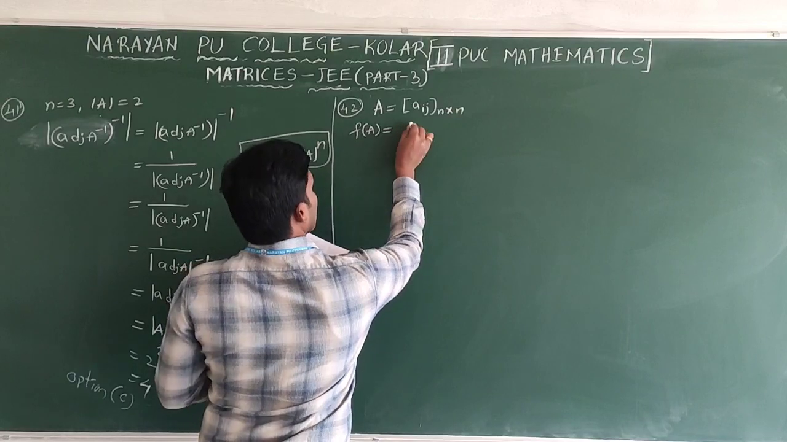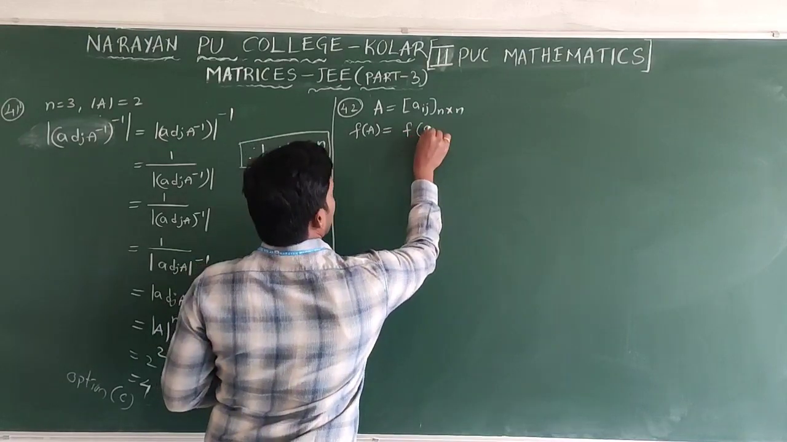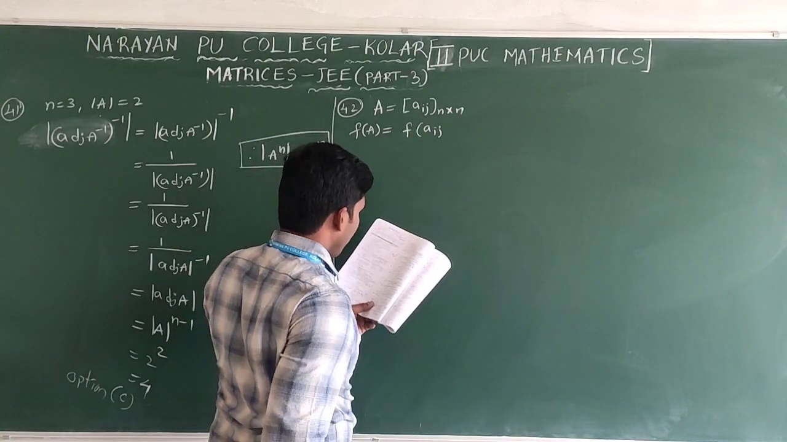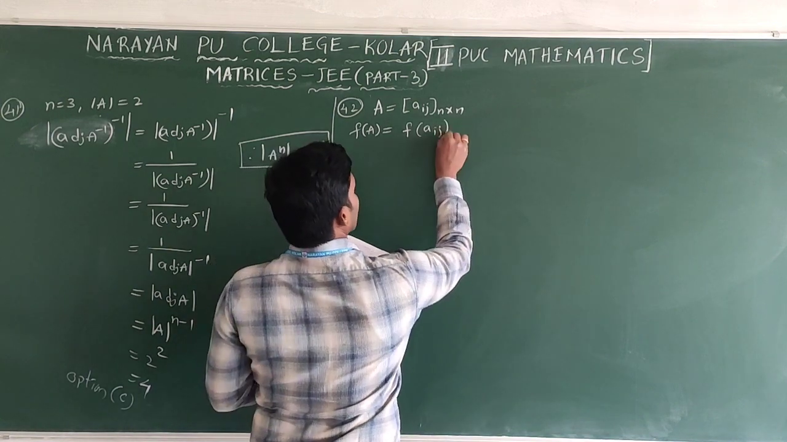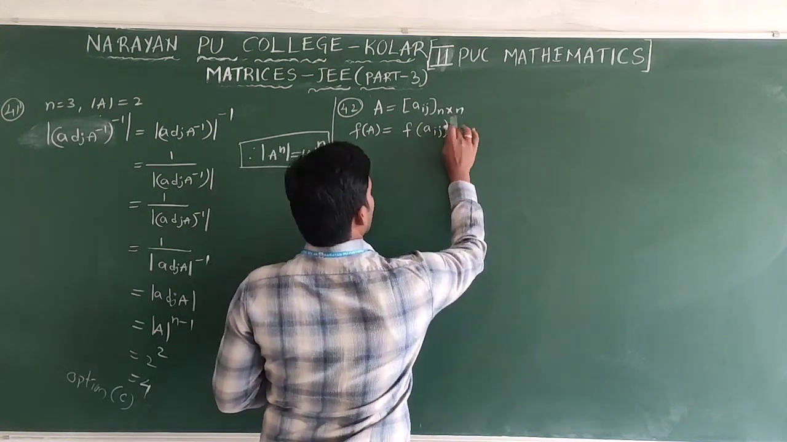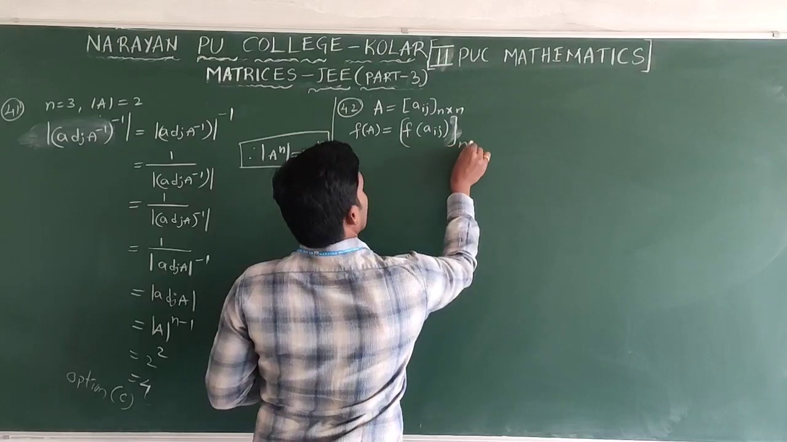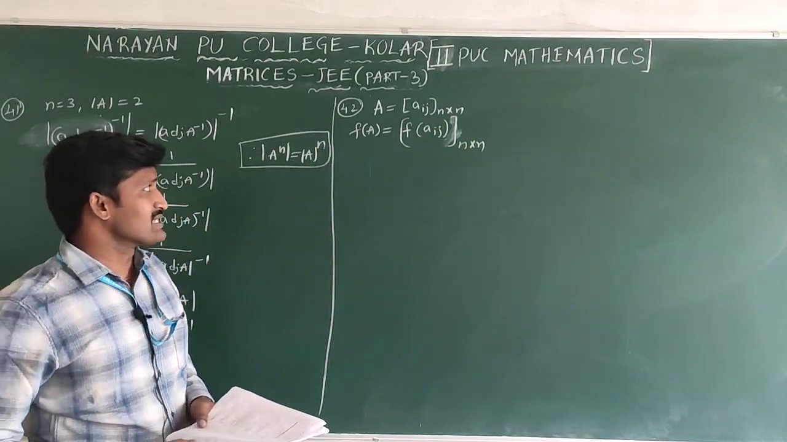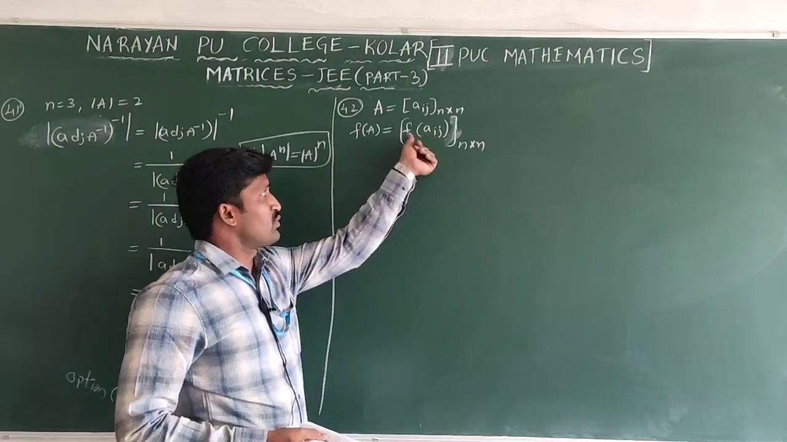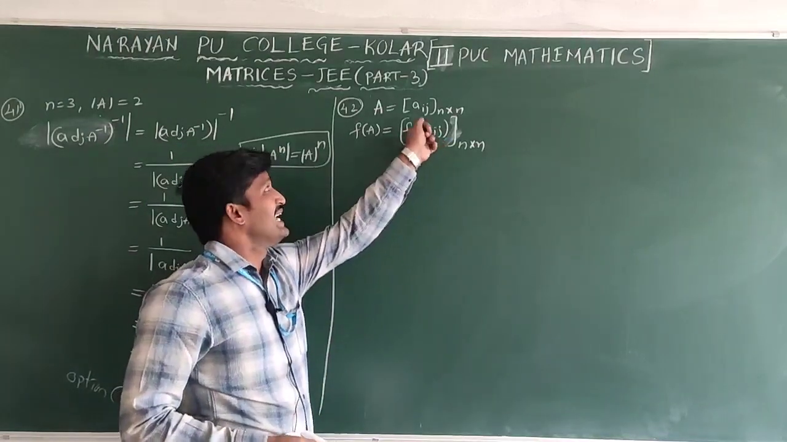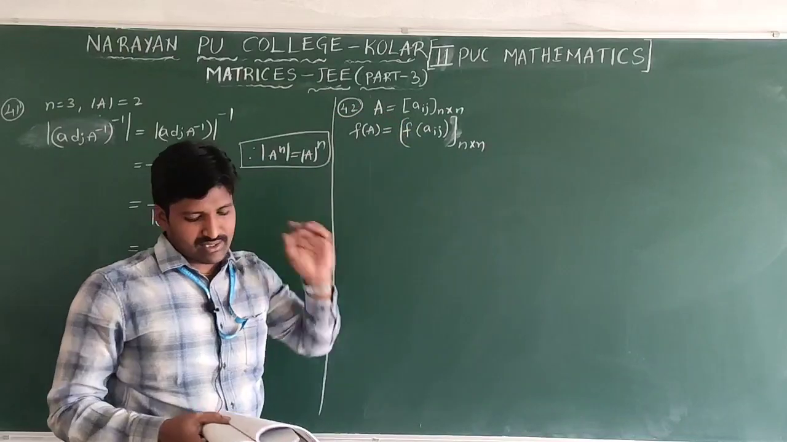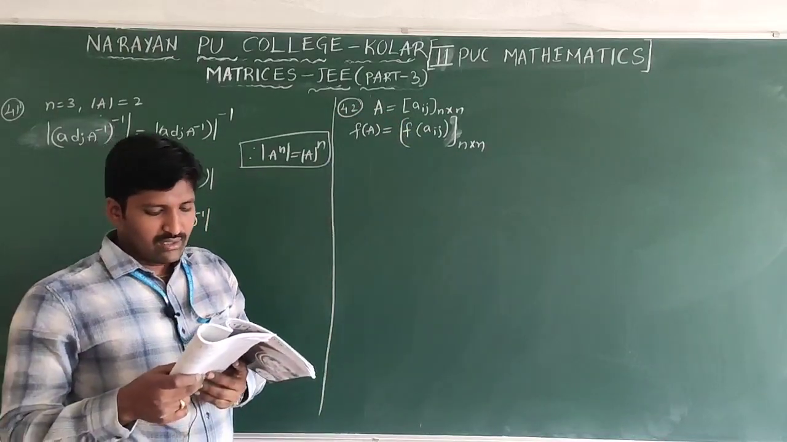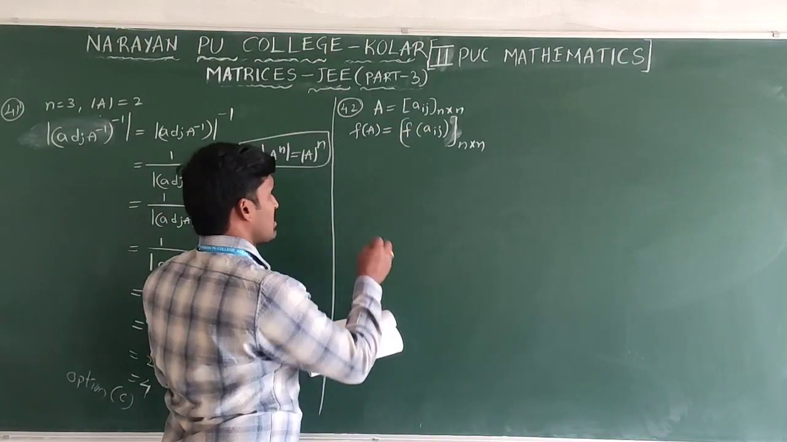How do they define it? In the place of x we are taking the element; f of A is a matrix. So n by n. F of A, the function value, is what? F of, in the place of x we are taking the element of the given matrix. Then let the given A matrix also.